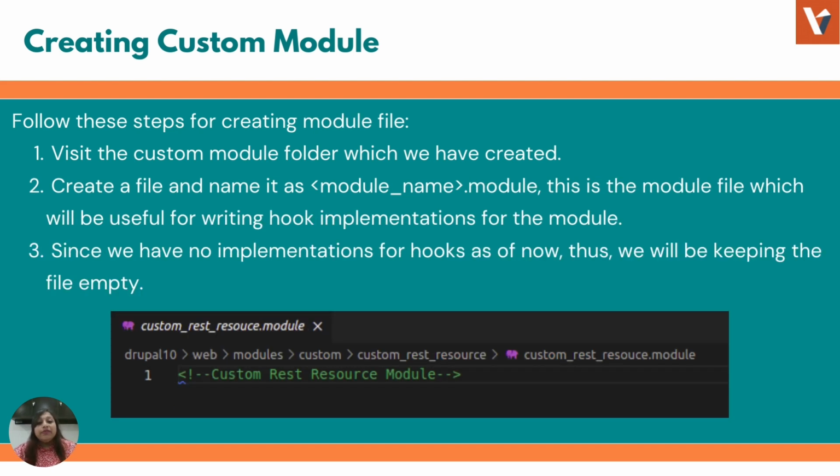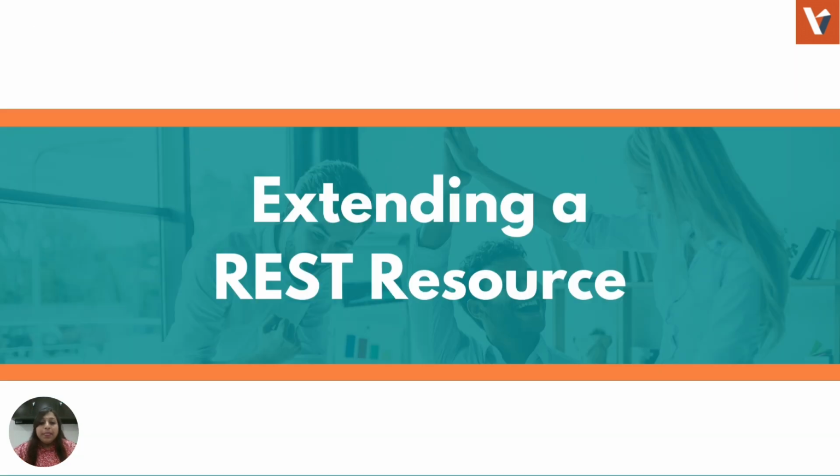Then, coming further, I have created a module file. In this module file, we will be using all the hook implementations of the module. As of now, we don't have any hook implementations, so we have just kept the file empty. You can also create a routing.yml file if needed. I have created it and kept it empty.